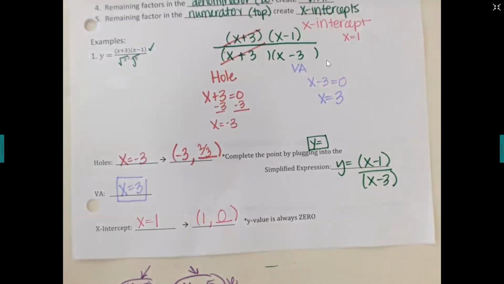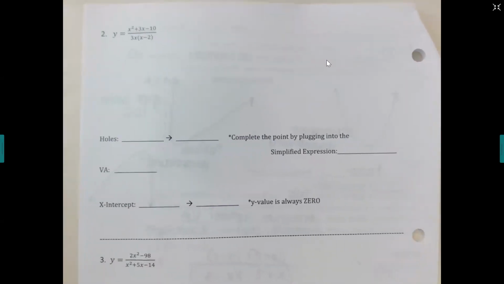All right, let's go to number 2. 1 down, 4 to go. Okay, take a look at number 2. Which part of number 2 is already done for you? Top or bottom? Bottom is already broken down.